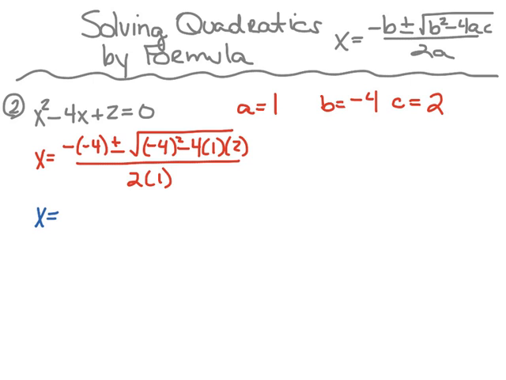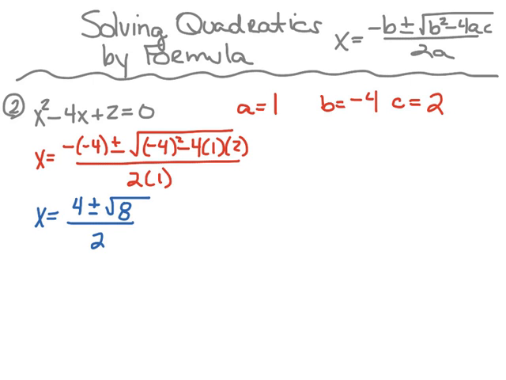Now we're going to start doing the math. When we multiply a negative with another negative, we get a positive 4, plus and minus the square root of something. If I input this into my calculator, negative 4 squared minus 4 times 1 times 2, I end up with 8. And down at the bottom we have 2 times 1, and 2 times 1 is 2.